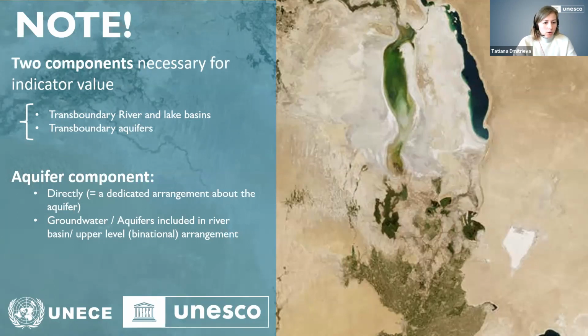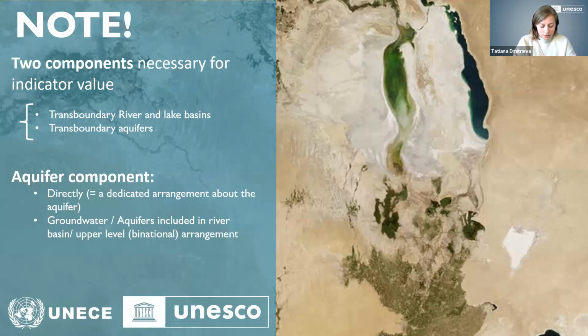The monitoring of 6.5.2 also allows for the cases when transboundary aquifers are integrated, considered in broader river basin arrangements. In this case, it's very important to pay attention if transboundary groundwaters are indeed considered in the cooperation on the field, not only on paper.